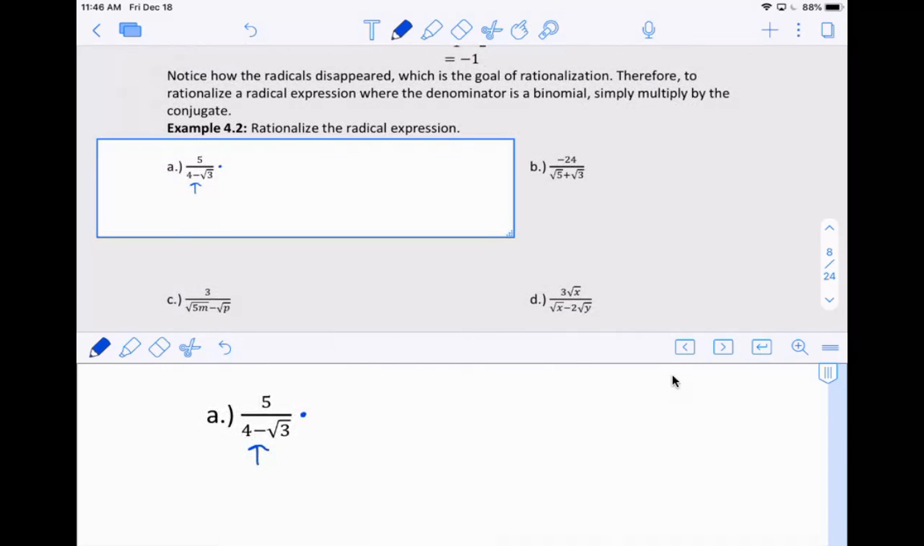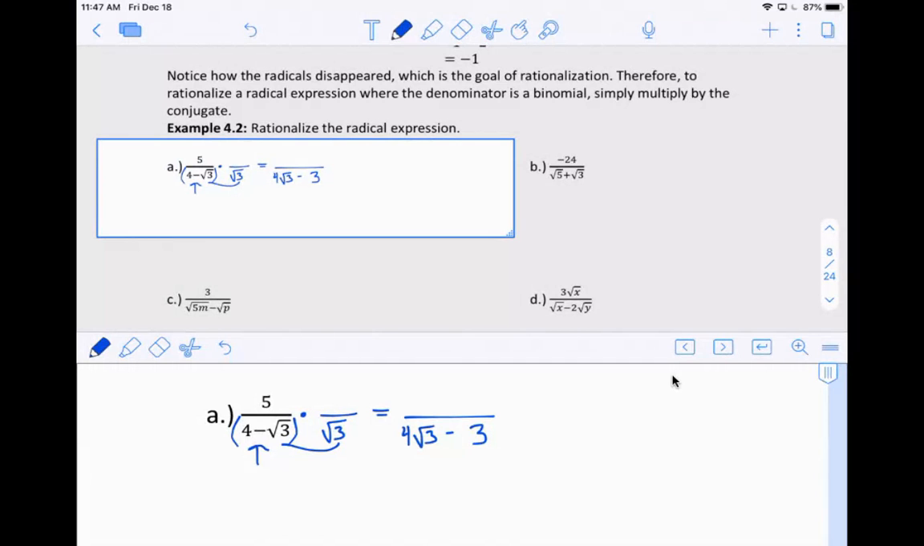If we look at this one, 5 over 4 minus root 3, if I just multiply by root 3, right? Well, then yes, what happens is distribution. I do get a whole 3 here because I'd get root 3 squared canceling with the square root, but on the other one, I get a root 3. And that didn't solve my problem. It just moved my problem. It moved it to the other term. So that's kind of frustrating.